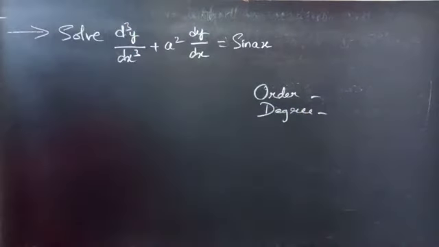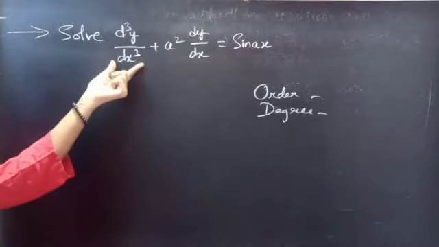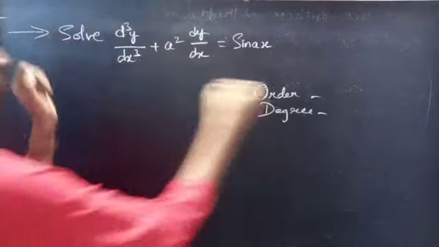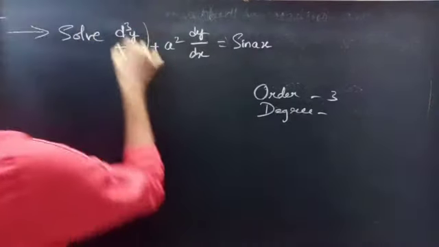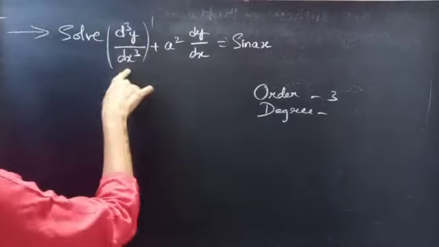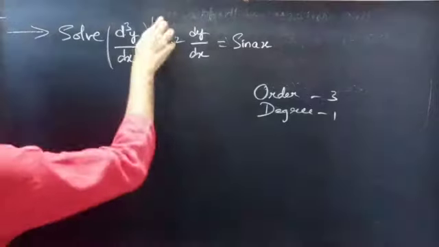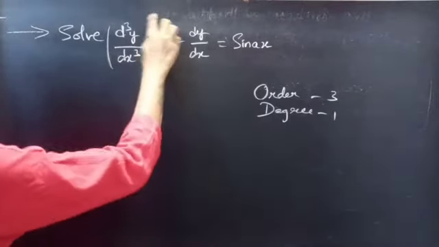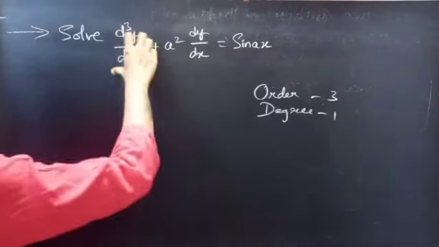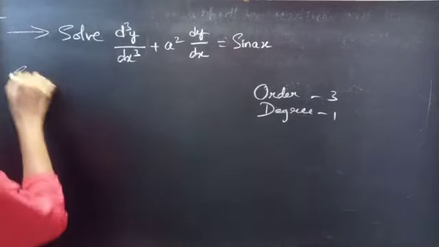Identify the highest derivative. Here, d cube y by dx cube is the highest derivative, so our order will be 3. And the highest power of the highest derivative is our degree. Degree will be 1. Now coming to the problem, we are given a differential equation. Now we'll write the differential equation in operator form.